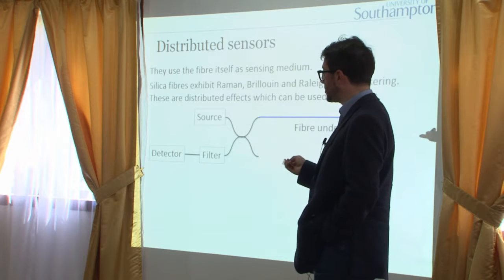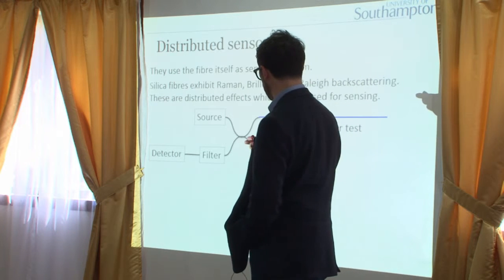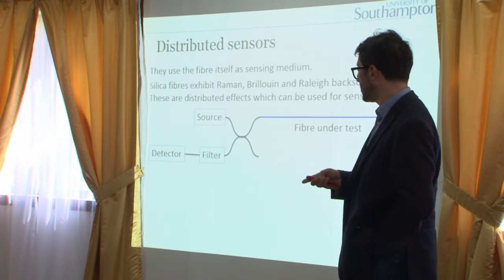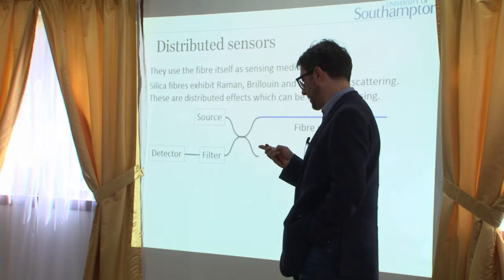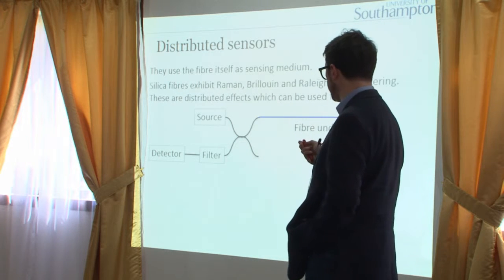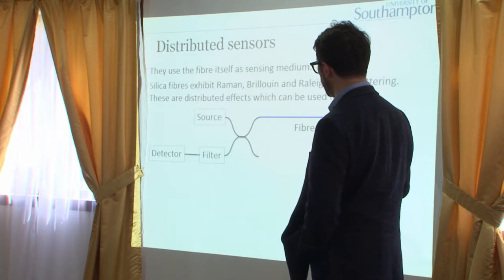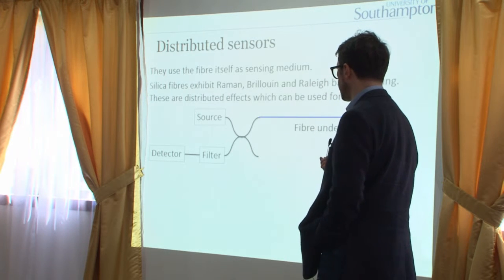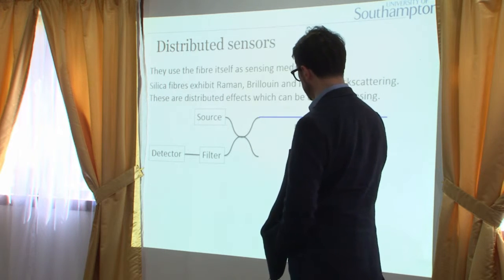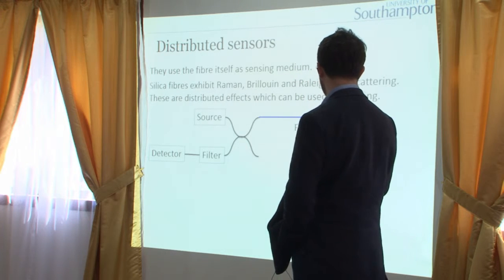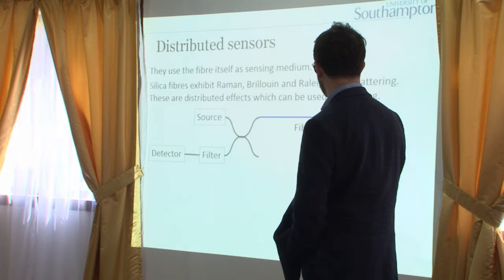But there is another way to look at the problem, which is to exploit distributed sensing for environmental monitoring. In the past, we used the fiber only to deliver the signal to the sensor that was positioned tens of kilometers away. But there is the possibility to use it as a sensor, an intrinsic sensor, like Ken mentioned earlier on.